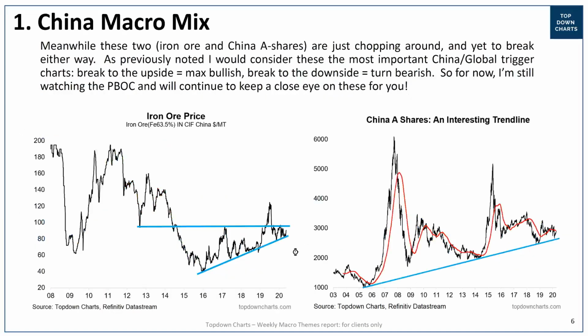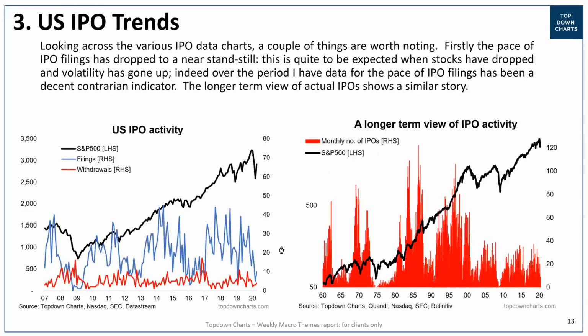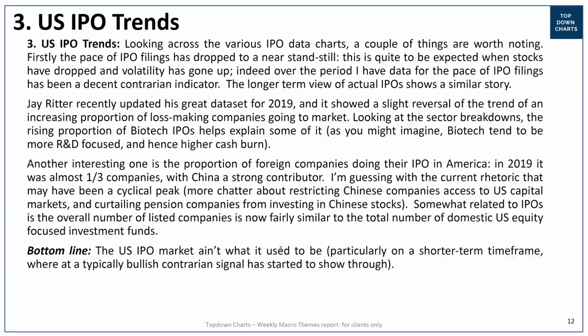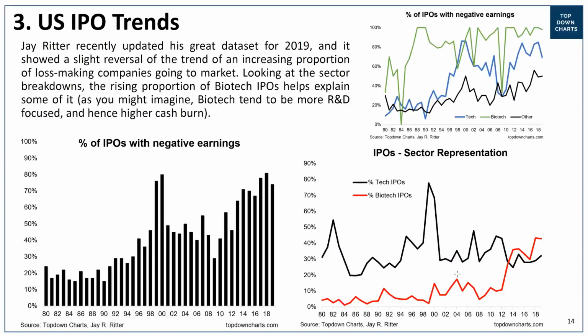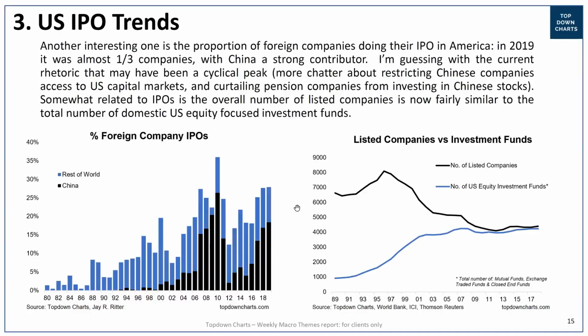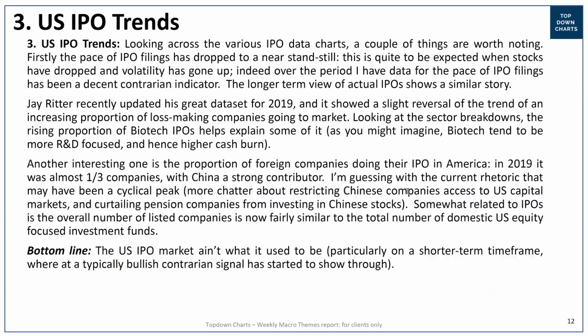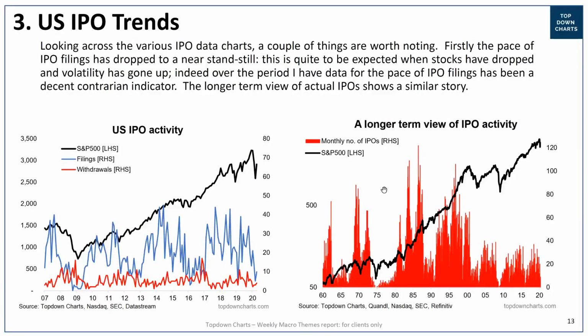So there's quite a few interesting things to talk about in this one, actually. So first of all, at a really high level, there's the sort of cyclical market timing aspect. There's the structural view. There's the trend of IPOs with negative earnings. And then there's foreign company IPOs and listed companies versus investment funds. So there's quite a few things to talk about here. We'll start with the first two.